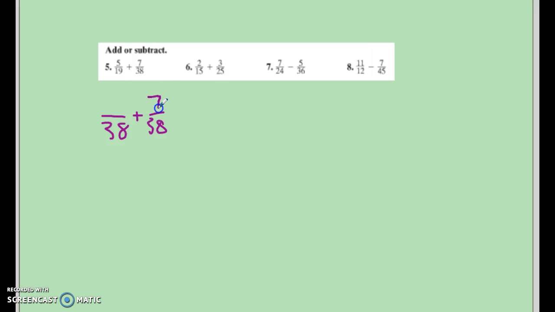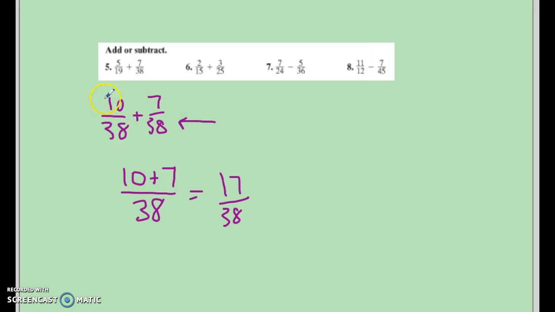Nothing happened to my denominator here for the second term, so I can leave the numerator alone. And I know that to get from 19 to 38, which is my new denominator, I multiplied by 2, so I have to do the same thing to the numerator of that fraction as well. So now that my denominators are the same, I can just add my numerators together, and my denominator stays the same. So I end up with 17 over 38. So the first step is I have to find those common denominators, and then I have to alter the numerator based on what I did to get to the denominator.